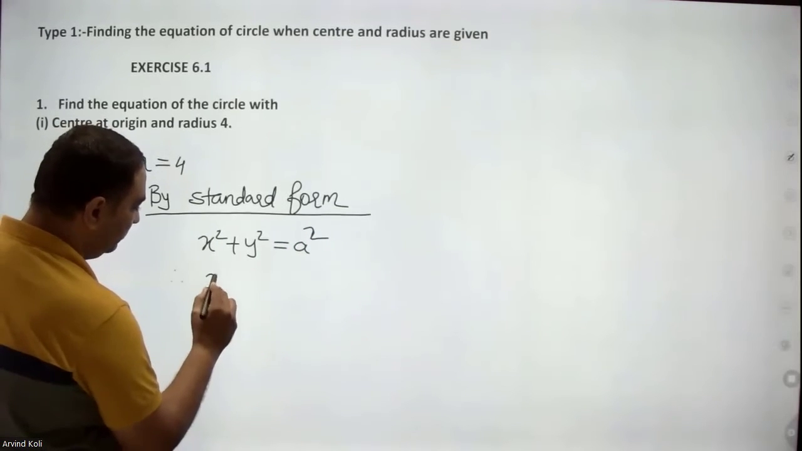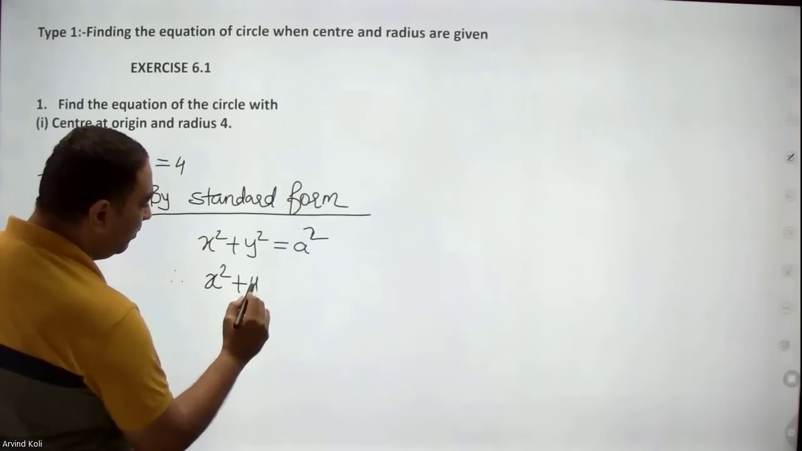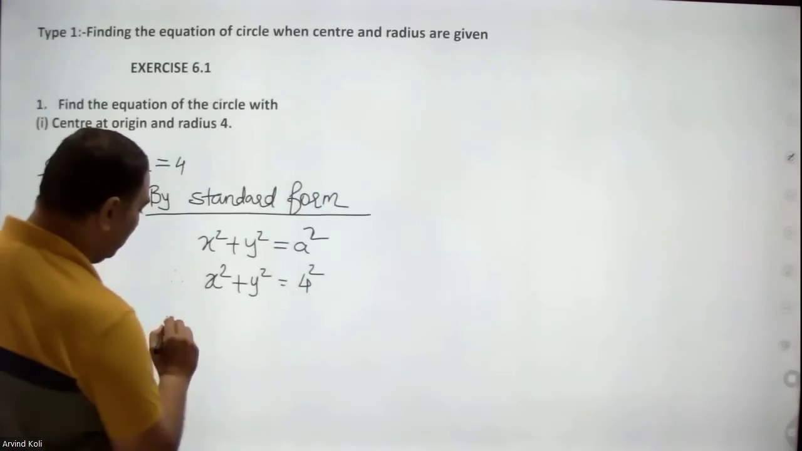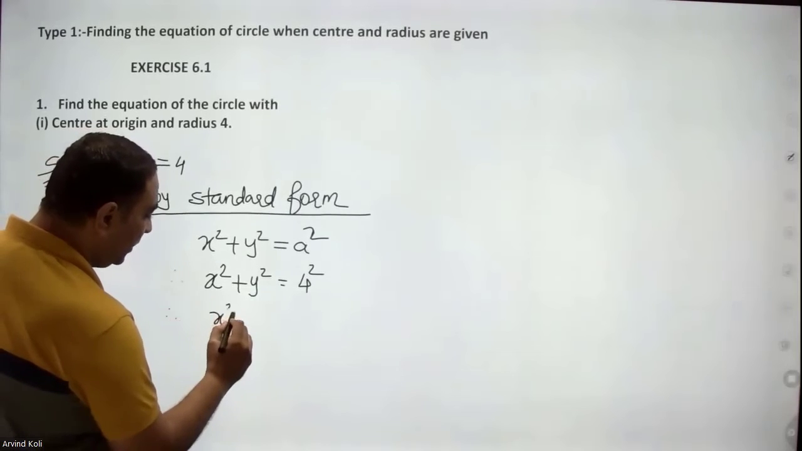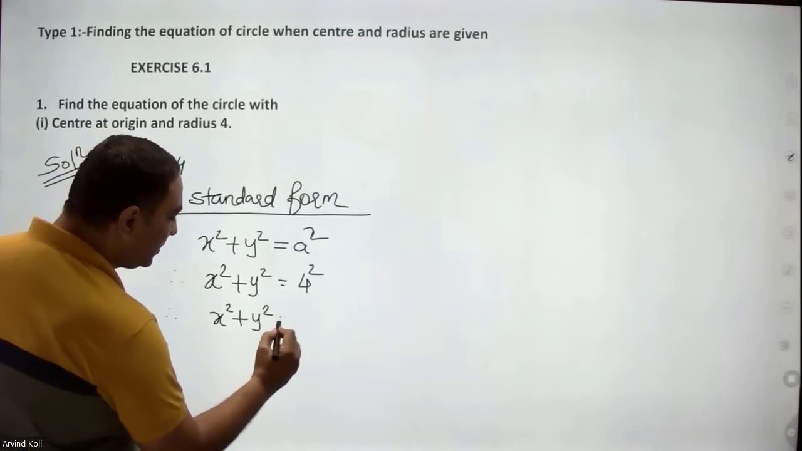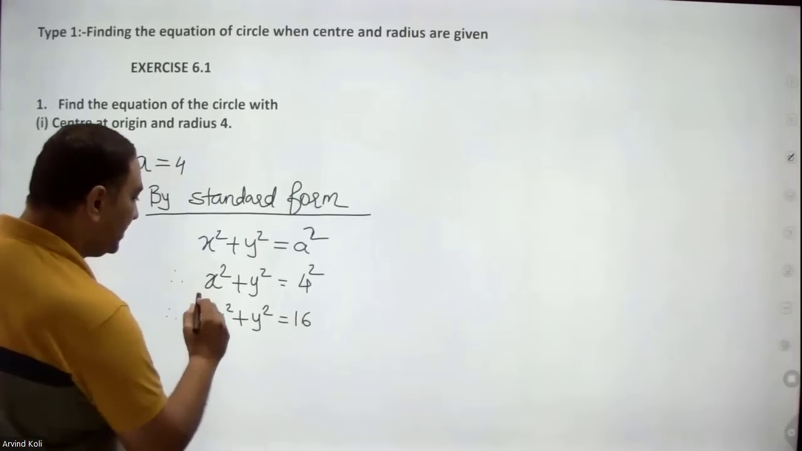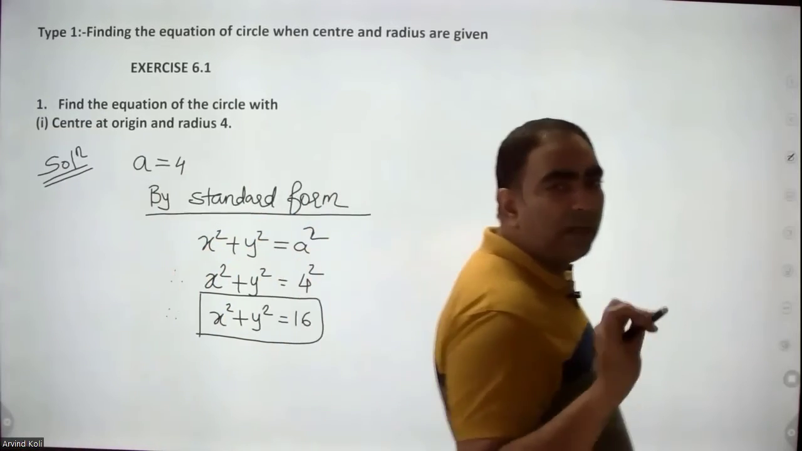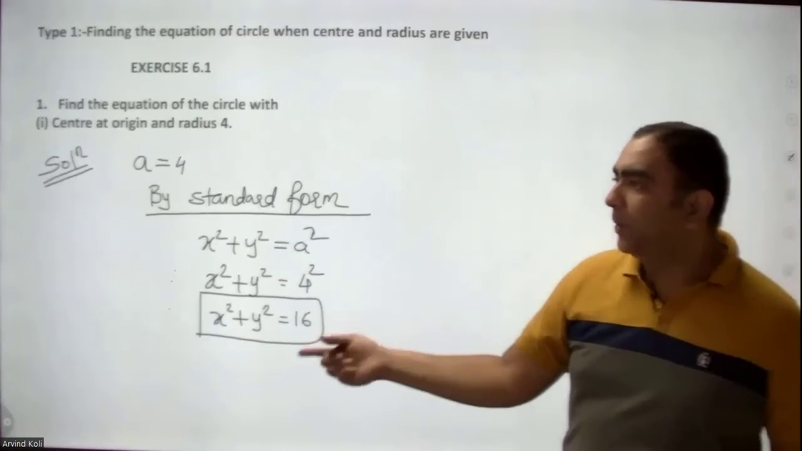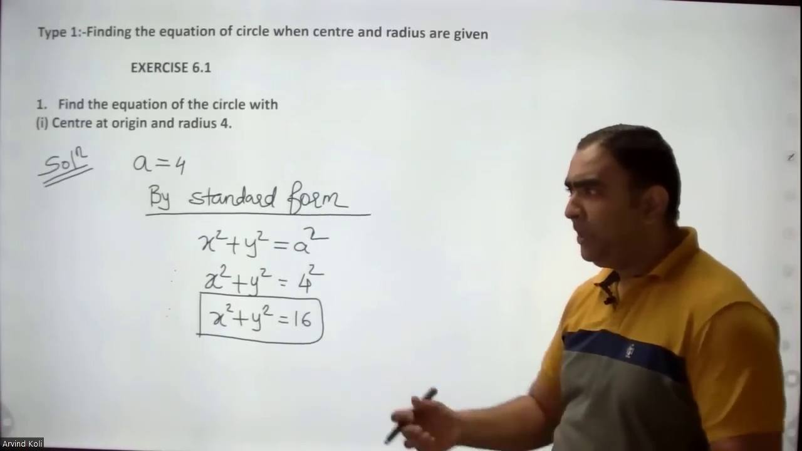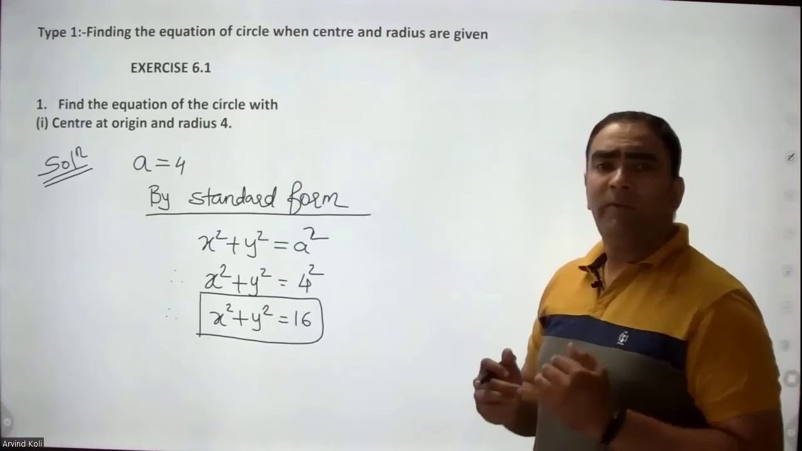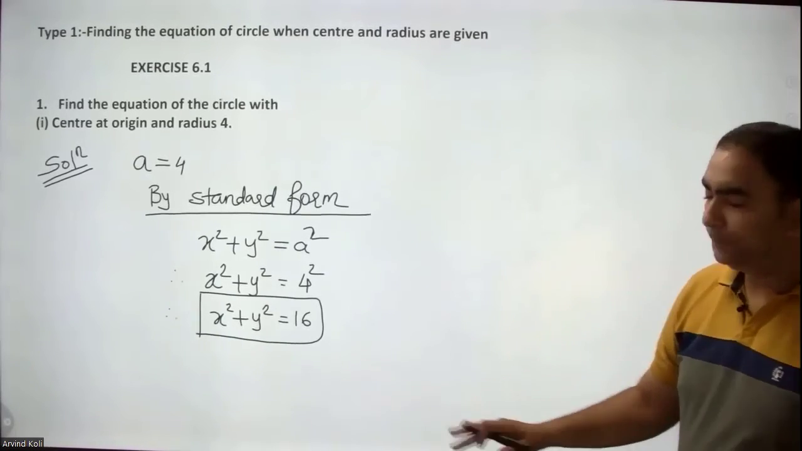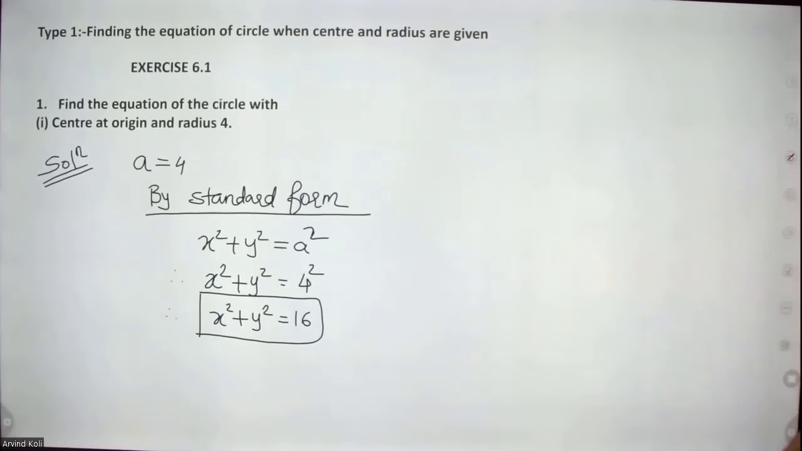Therefore, x square plus y square is equal to 4 square. Therefore, we say x square plus y square is equal to 16. That's it. यही है, इतना ही है. The equation of the required circle is x square plus y square is equal to 16. Final answer. All right. So this was easy, I guess.